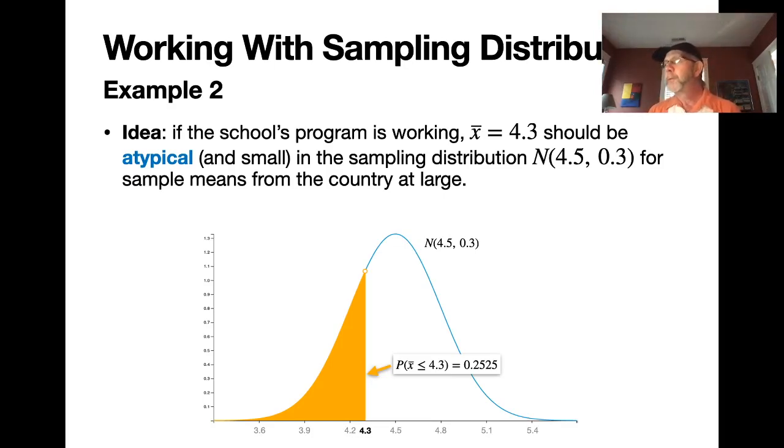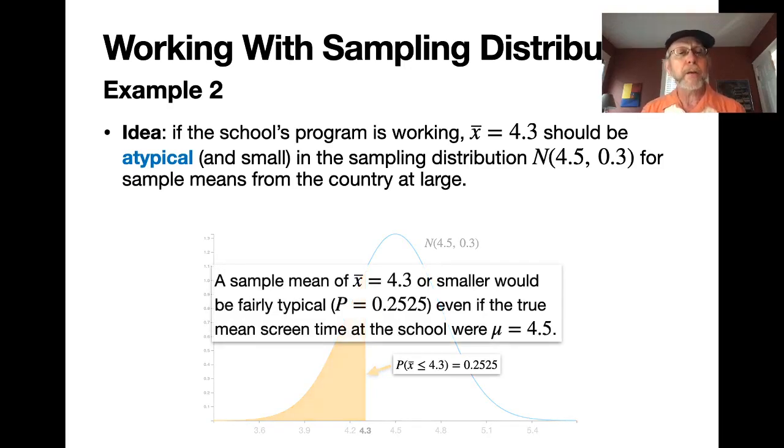And the answer is no. 4.3 is pretty close to the center of that distribution. In fact, sample averages of 4.3 or less would occur with a fairly high probability, and I've calculated it here. It's the area of that shaded region. It's about 25%, 25.25%. So a sample mean of 4.3 or smaller would be fairly typical, even if the program weren't working at all, even if the true mean were still 4.5.